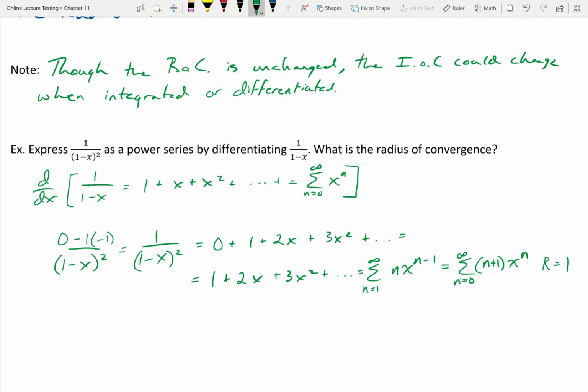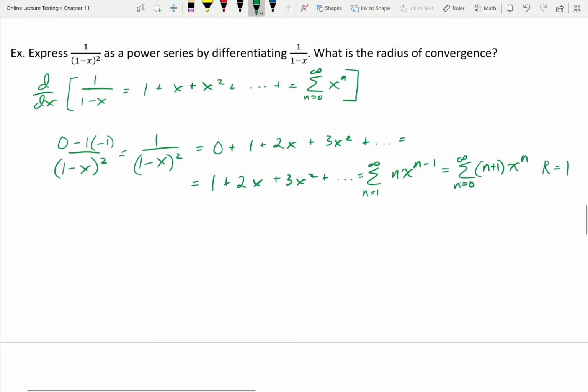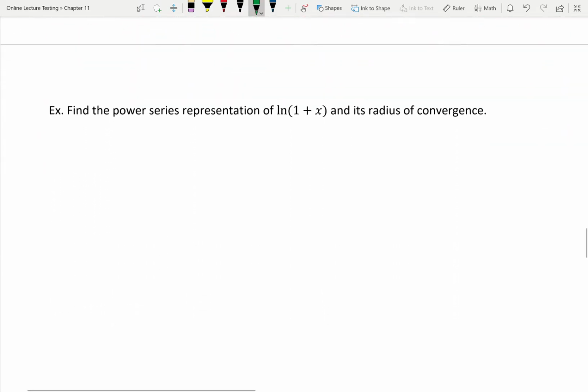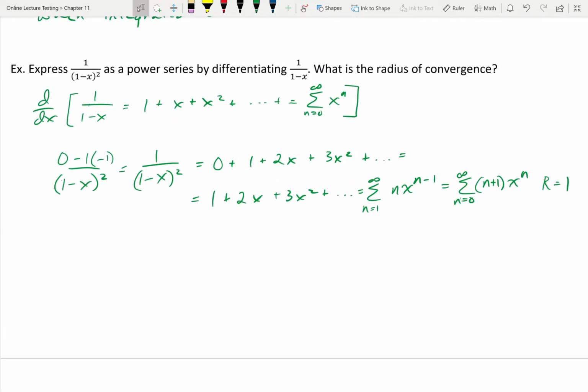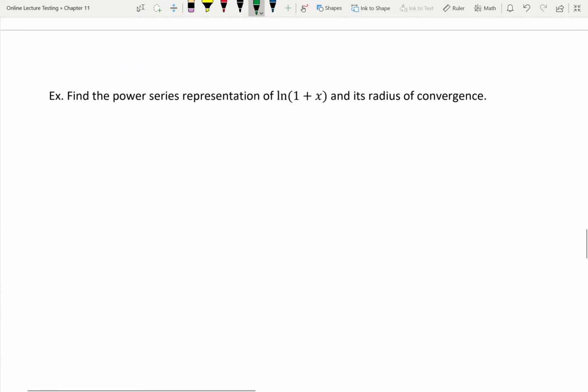So let's go over a couple more examples. Find the power series representation of natural log of 1 plus x and its radius of convergence. This one's different from the previous one, because in the previous one I took the derivative of the series, and notice that the index changed. Here I need to take the derivative first because it's not in our format of 1 over 1 minus r. So this is the big difference, so be careful on that.